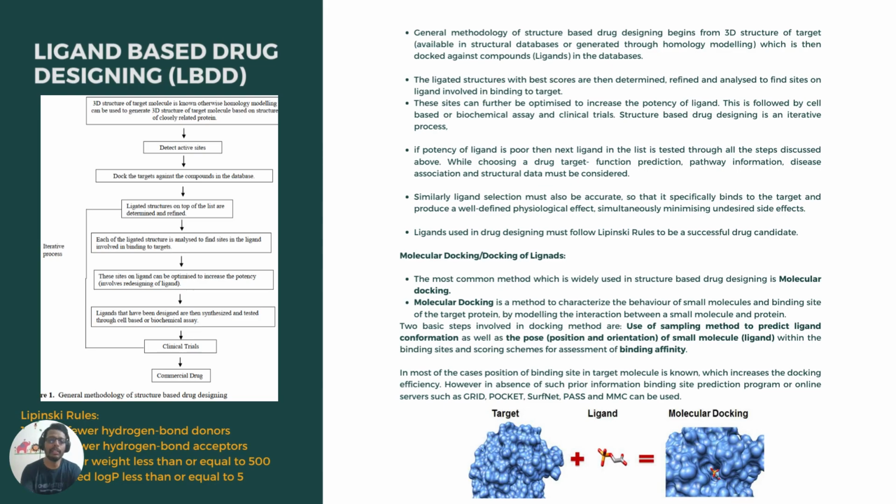Okay, so the first type of structure based drug design is the ligand based drug design, which is a very important one. In ligand based drug design, ligands come into the picture and play an important role in drug designing. The general methodology of structure based drug designing begins from identifying the 3D structures of target molecules. These 3D structures are generally available in the structural database.